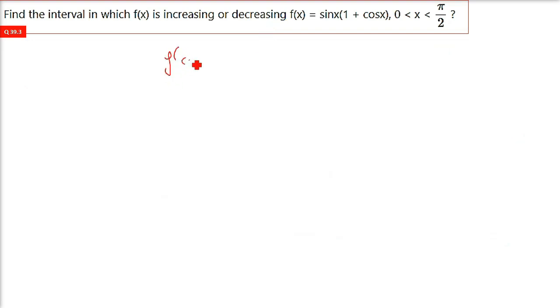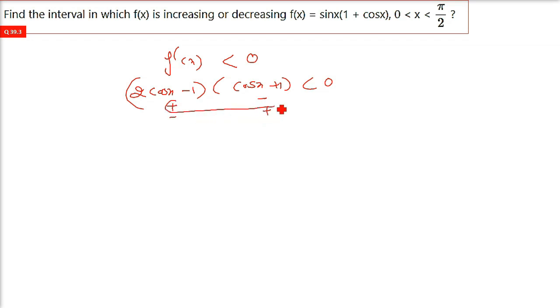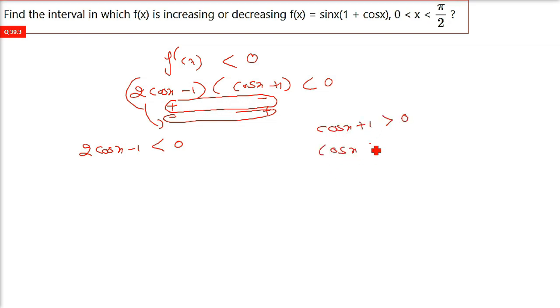Now let us come to the second part, which is f dash x should be less than 0. Same thing, 2 cos x minus 1 and cos x plus 1 should be less than 0. In less than 0, one can be positive and one can be negative, or vice versa. You can take either, because the answer is going to come the same, since we have to find the interval. So I'm taking the second case: 2 cos x minus 1 should be less than 0 and cos x plus 1 should be greater than 0. And here I already told you cos x was greater than minus 1 and the interval was 0 to pi by 2.